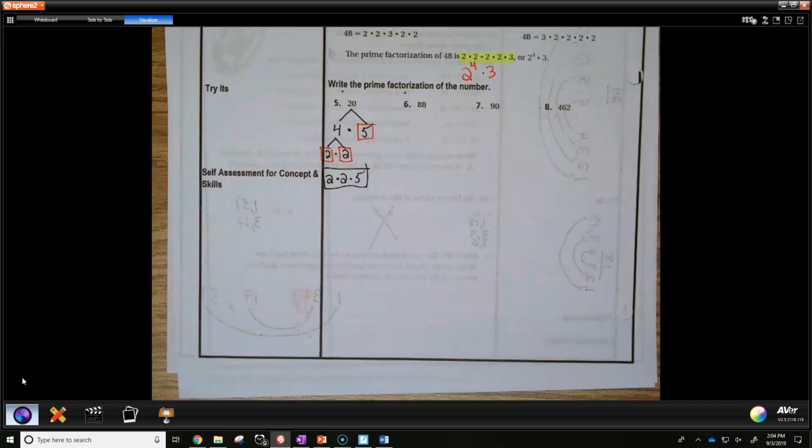Okay, I'm going to pause. I'm going to come around. I want to be looking at your papers. I want to see you do 6, 7, and 8 if you can. 8 is a tough one. All right, so we're going to do number 6.